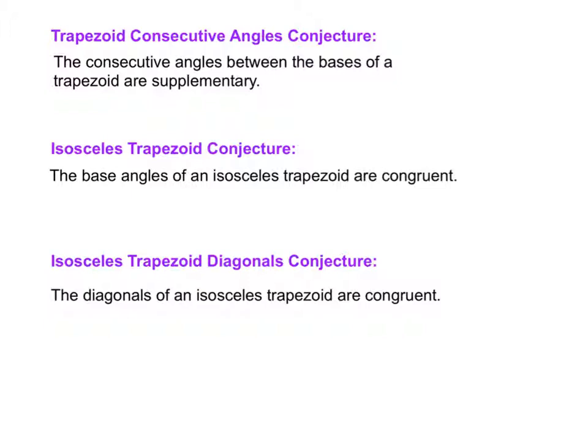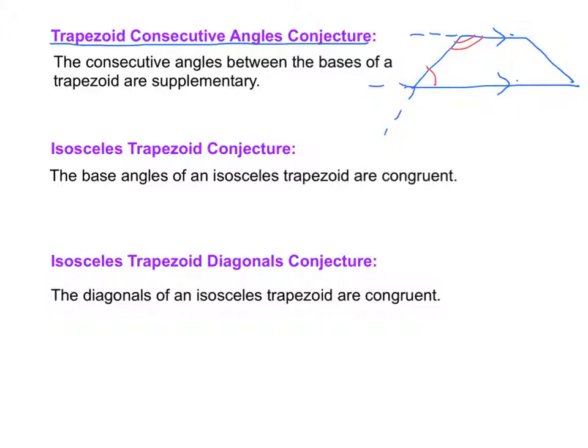So the first one, the Trapezoid Consecutive Angles Conjecture, states that the consecutive angles between the bases of a trapezoid are supplementary. So this is pretty obvious if you think about it. We have two parallel lines. So these angles, as in any, if we say we continued these lines here, that's something you should have seen before. They are the consecutive interior angles, and they're going to be supplementary.